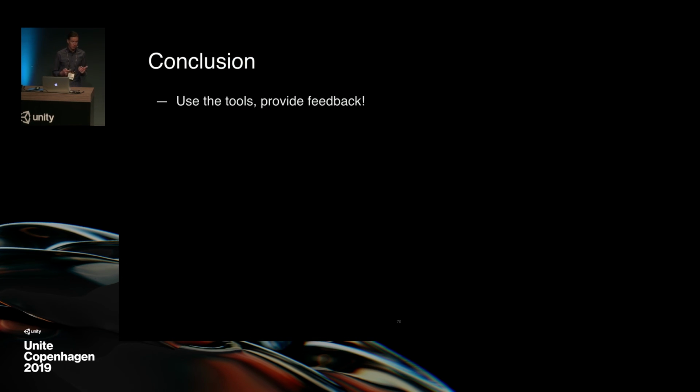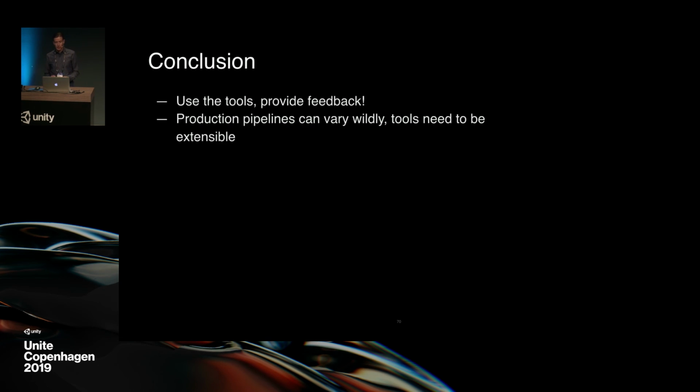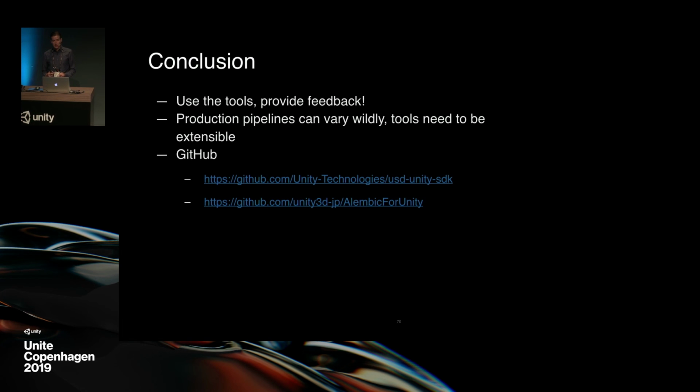So in conclusion, please use the tools and provide feedback. Every production pipeline is different, and the tools need to be extensible. While we've tested a number of different workflows, there are certainly things that people are doing out there that haven't been covered. Both the Alembic package and the USD package are available on GitHub. These are the repos. If you do see things aren't working as expected, please let us know. Please include repro cases or file PRs.